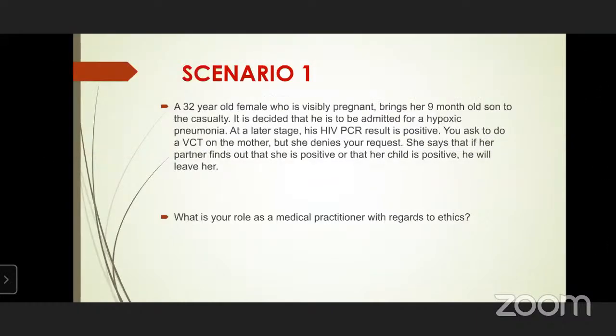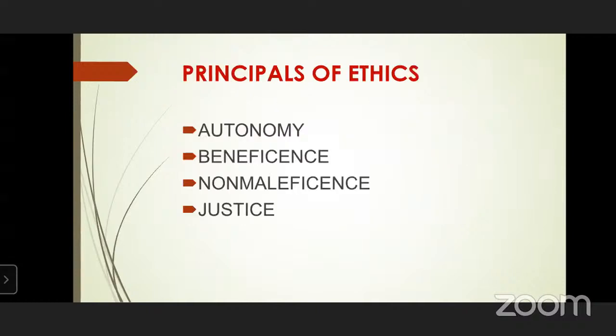You ask to do a VCT on the mother. So you ask her permission to do a VCT, but she refuses and denies your request. She says that if her partner finds out that she is HIV positive or that the child is HIV positive, he will leave her. So what is your role as a medical practitioner with regards to ethics? So basically, we'll just keep that in the back of our minds while we go through the principles of ethics.